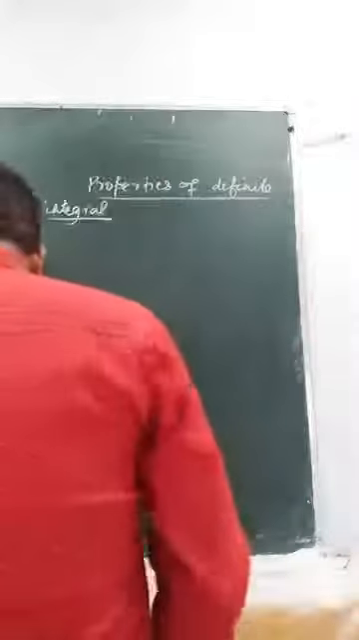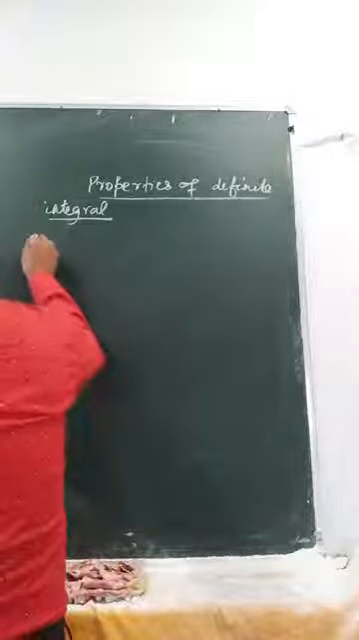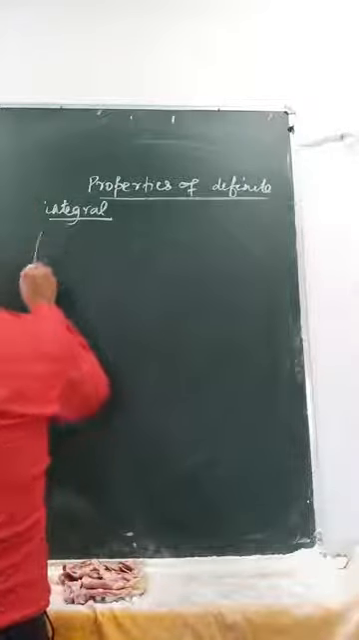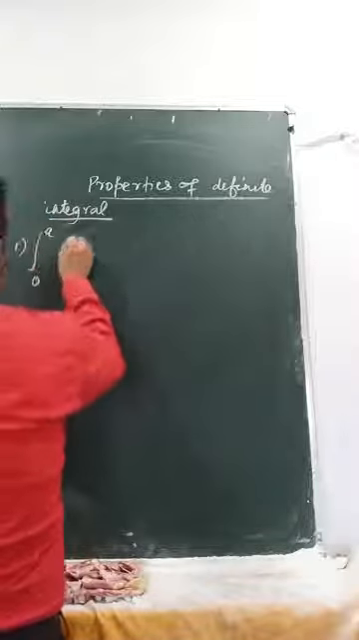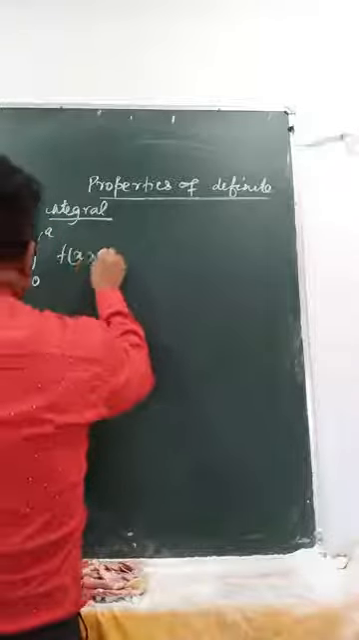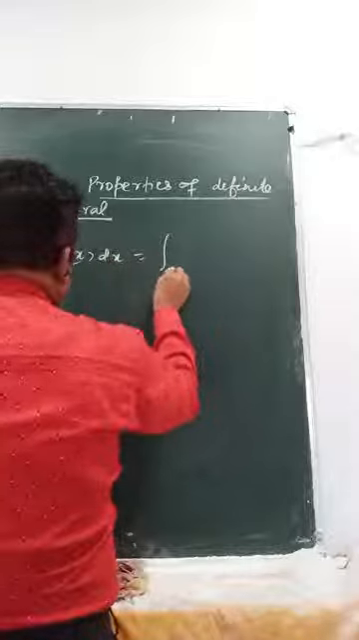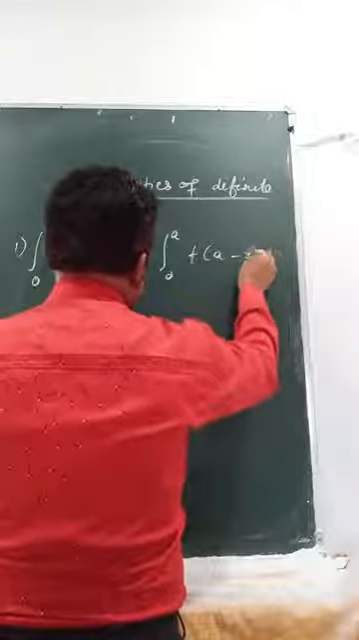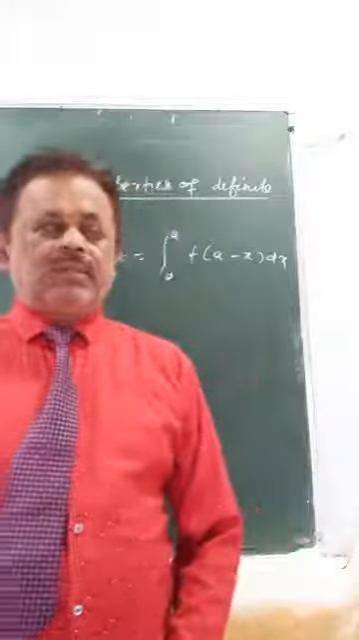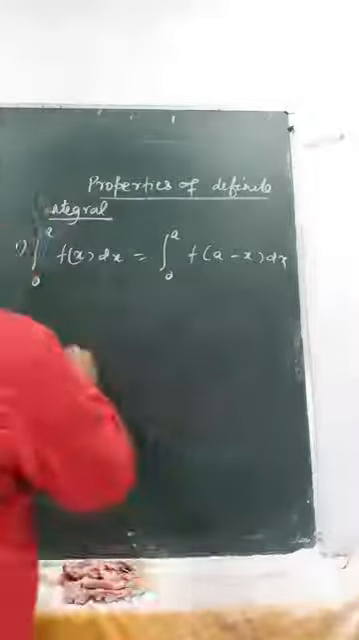So the first property is integral from 0 to a of f(x) dx equals integral from 0 to a of f(a minus x) dx. This is our first property. So see what are the possible questions based on this. Start with a small question.